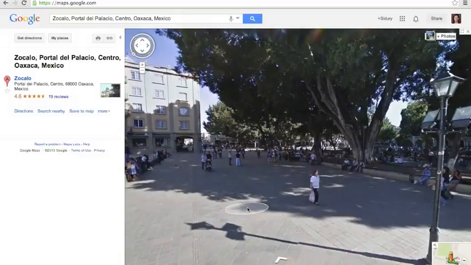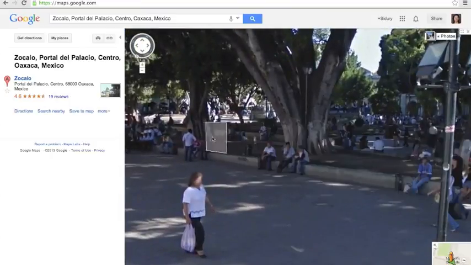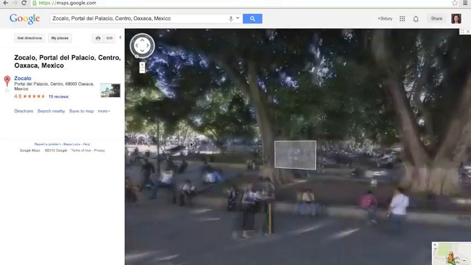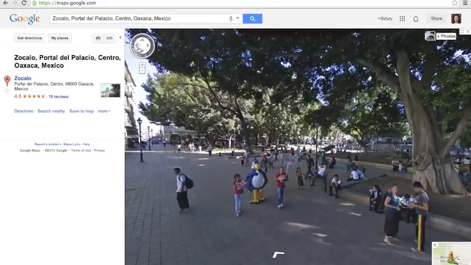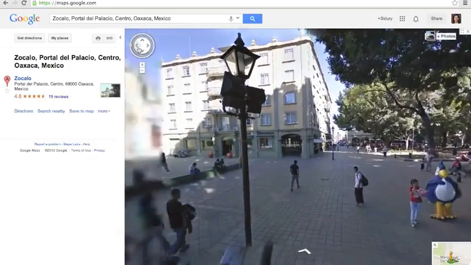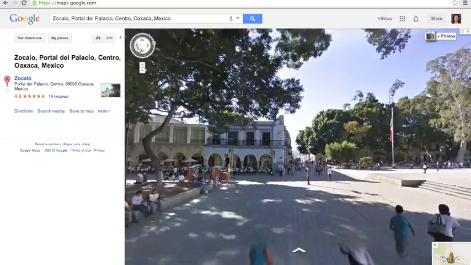Oaxaca is one of the places Dr. Cohen will talk about later in the week. Here we can look at the types of people, the activities, the informal businesses, everything that is related to life as it is in Mexico at the time that Google recorded.